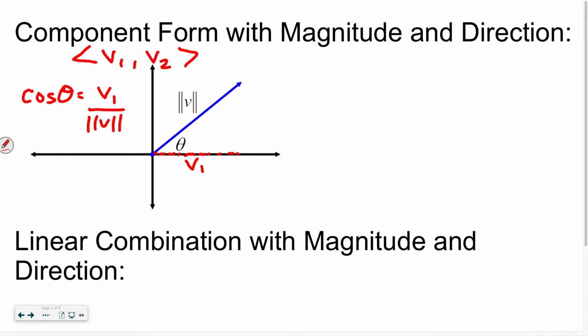Okay, so we're trying to get component form, so we'd really like to know what v sub 1 is. If v sub 1 is being divided by magnitude v, multiply both sides by magnitude. Okay. So my horizontal component, given a magnitude and a direction, is the magnitude times the cosine of theta.